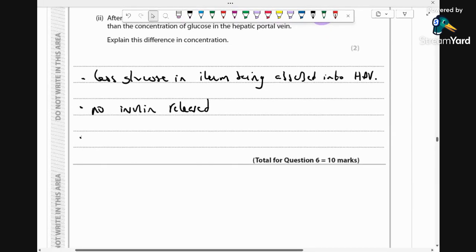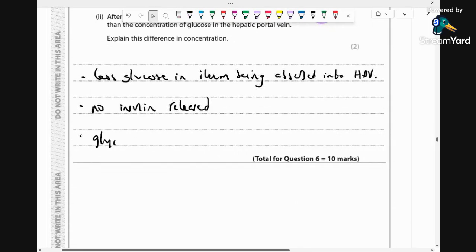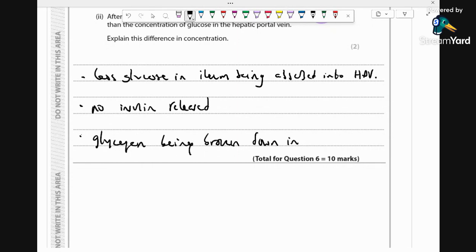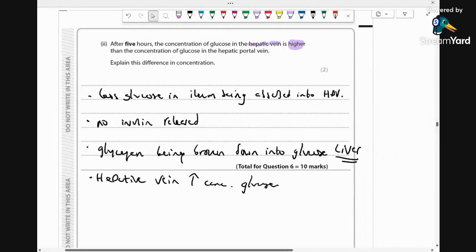Therefore, why would it be higher? So glucose is being converted from glycogen, isn't it? So glycogen is being broken down into glucose in the liver. Therefore, the hepatic vein has an increased concentration of glucose. Handwriting's getting a bit poor.